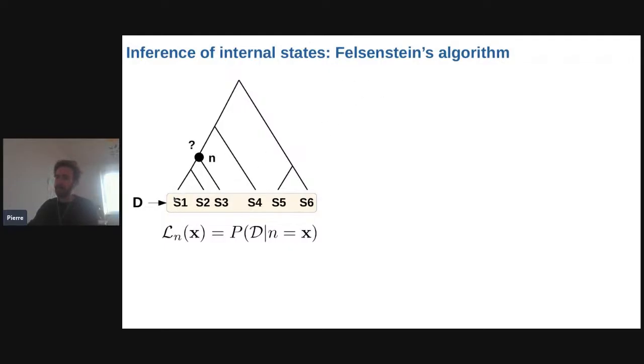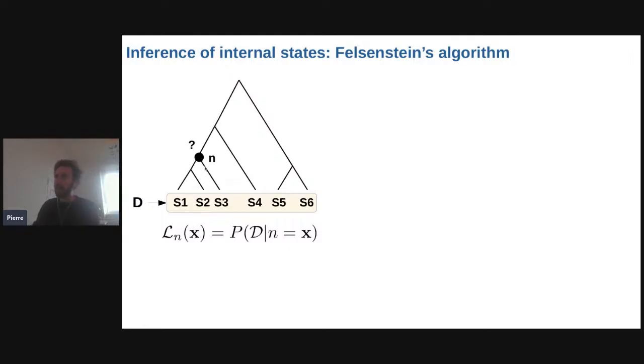The idea is that you have this tree and you have the leaves, S1, S2, etc., that you know. This is the data. What you want to compute is the likelihood of having a given sequence X at this internal node N. And this likelihood is the probability of observing the data if this internal node was in state X, okay? And averaging over every other internal node.